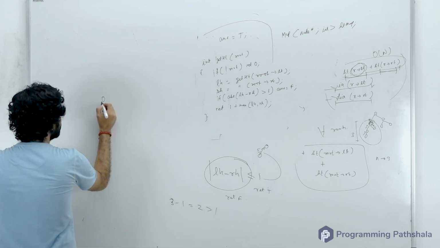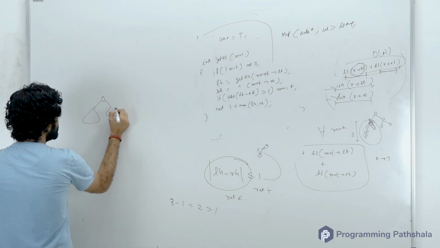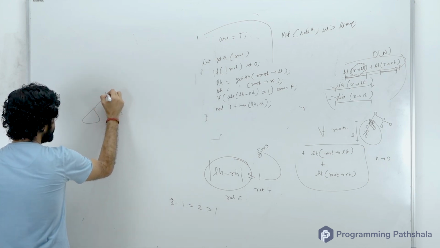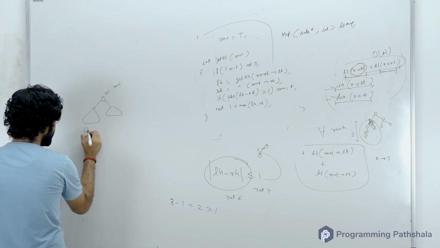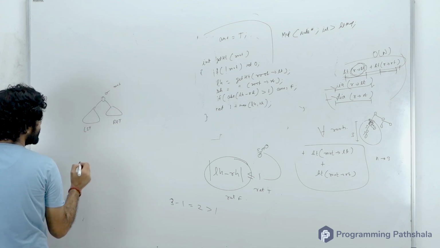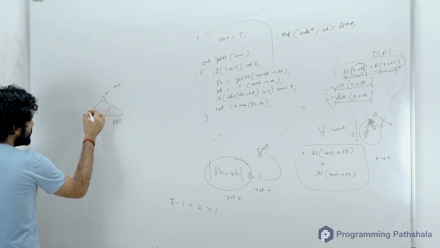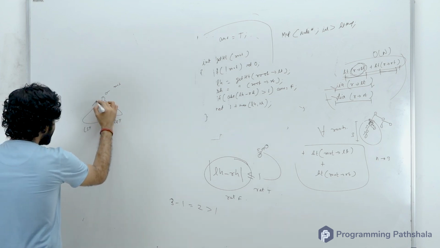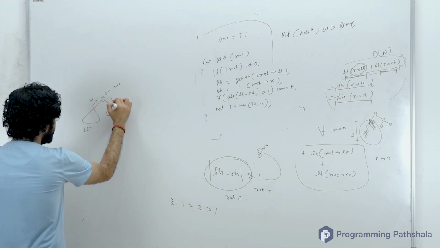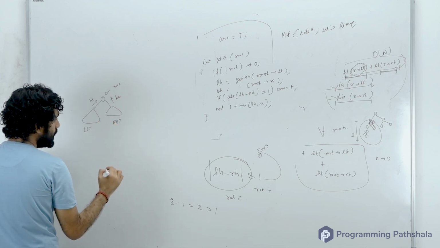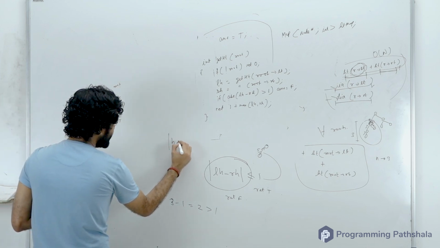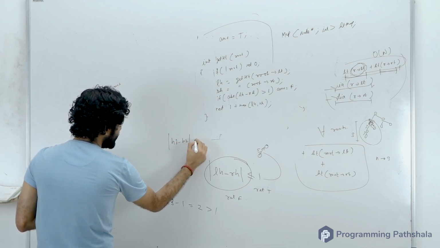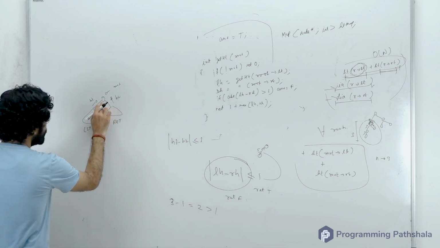Let's say this was my actual tree, and this was my root, this was my left subtree, and this was my right subtree. So what actually is happening is, if you just return a height h1 from here and a height h2 from here, you will just be able to perform the h1 minus h2 smaller than or equal to 1 check for this node.